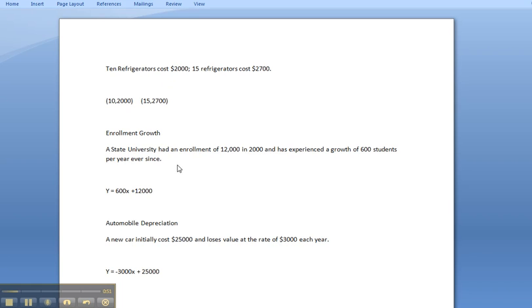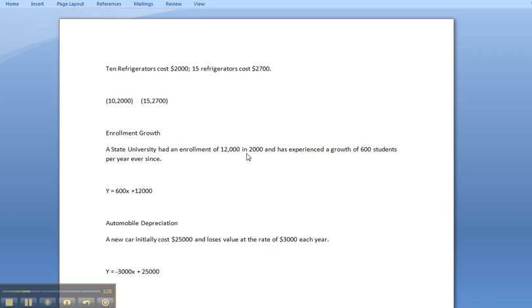Let's look at this. It says enrollment growth. A state university had an enrollment of 12,000 students in the year 2000, which is going to be our initial year. We'll say that's year zero, and has experienced a growth of 600 students per year ever since. So basically, it goes up by 600 students every single year, and we start at 12,000 in our initial year.